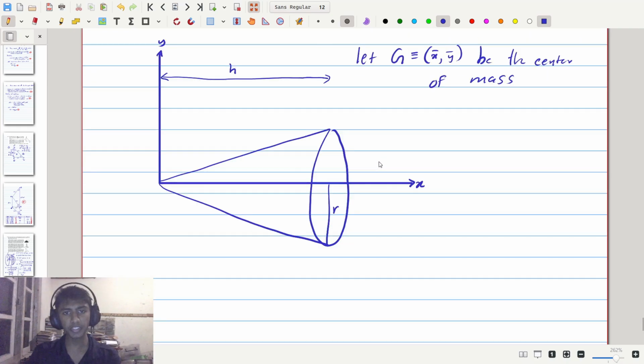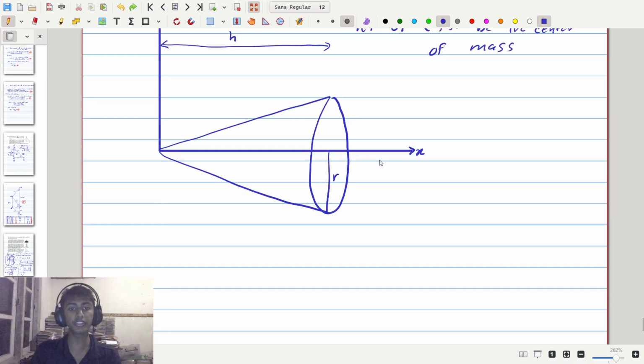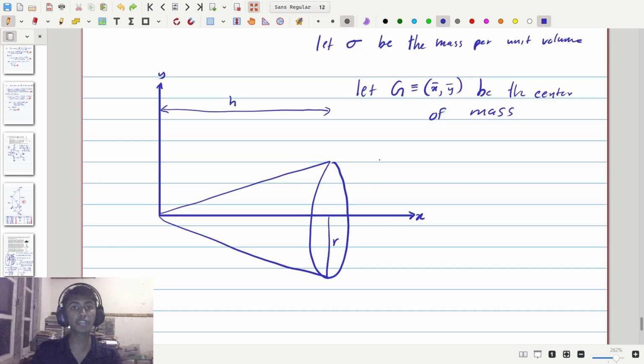Now considering the geometry here, since this cone, similar to the above object that we had, is also radially symmetrical about the x-axis, we can say that the y-coordinate of the center of mass of this cone must be equal to 0. The point G must be somewhere on the x-axis, meaning that y bar is equal to 0. So by radial symmetry, again y bar is equal to 0.